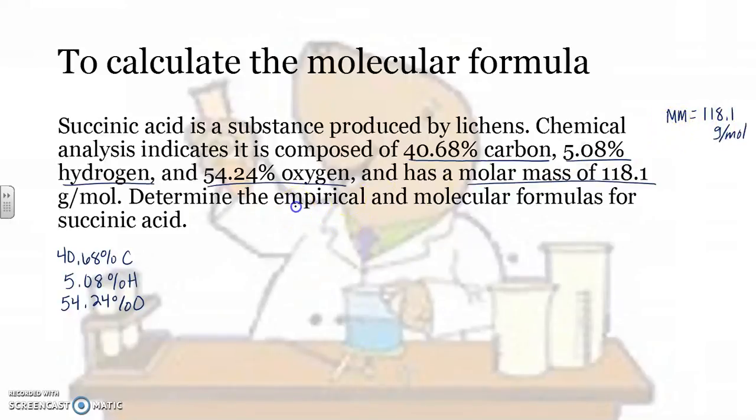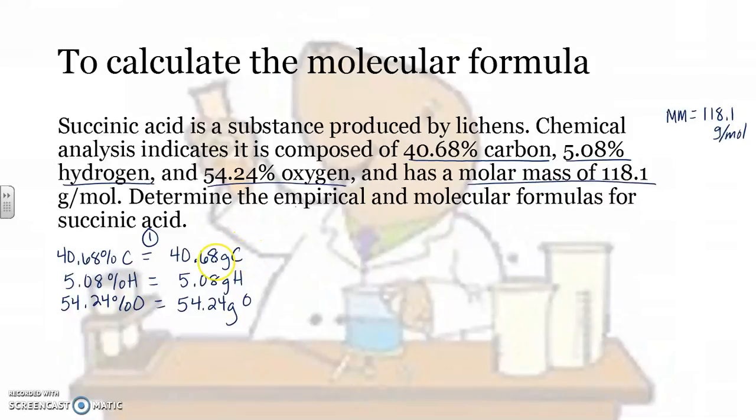Okay, they want to know the empirical and the molecular formulas for succinic acid. Now, sometimes they give you the empirical formula, and if they do, yay, you don't have to do these steps. But if they don't, you have to solve to find your empirical formula. So remember, first step is the hardest. We've got to go from percent to grams. 40.68 grams of carbon, 5.08 grams of hydrogen, and 54.24 grams of oxygen. Like I said, that's the hardest step there.